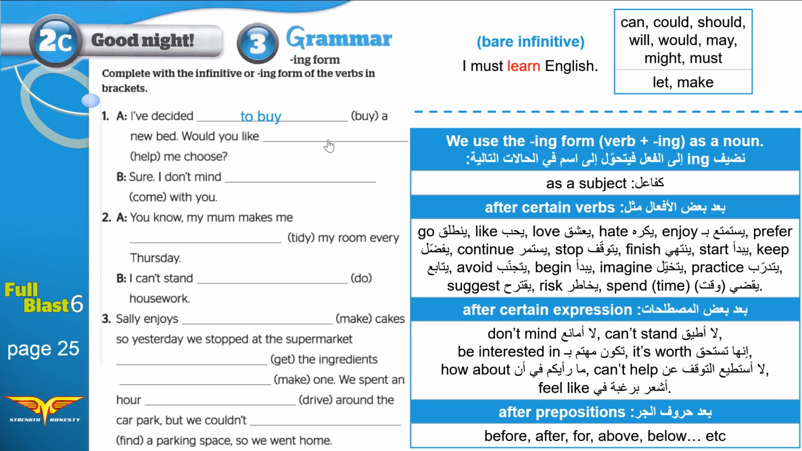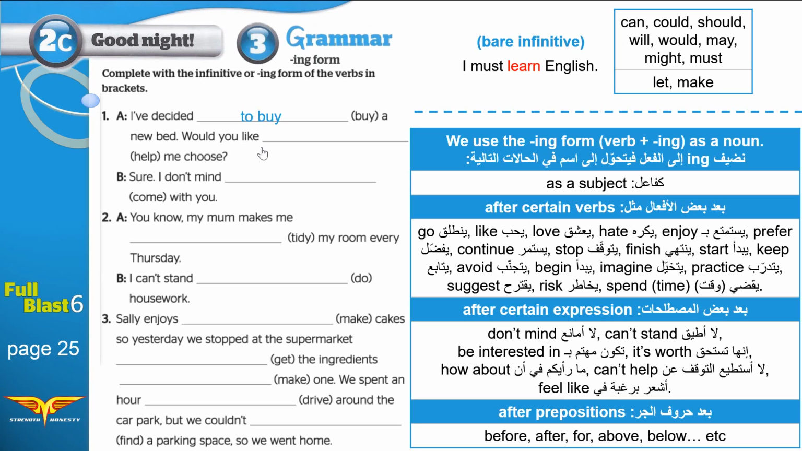Would you like to help me choose? Alright, is this like? Okay, we have like. Should we put ing to the verb? Would you like helping me choose? No, like is not the same as would like. I like going out with you. I would like to go out with you.